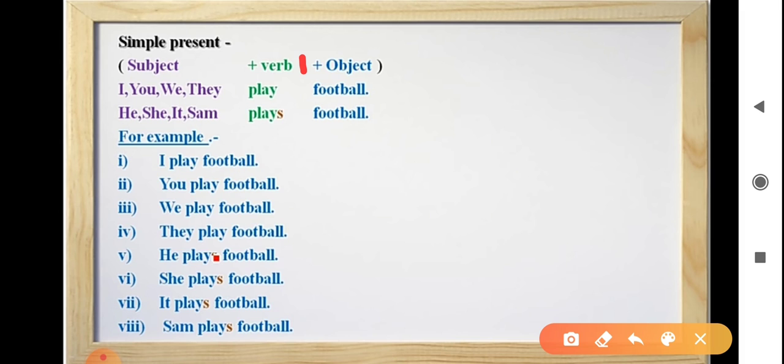Here are some examples of affirmative sentences in the simple present tense. I play football, you play football, we play football, they play football. I, you, we, they are plural subjects. That's why play, the plural form of the verb, is used. Now take further examples. He plays football. She plays football. It plays football. Sam plays football. He, she, it, Sam are singular subjects. That's why plays, formed by adding s, is used as the singular form of the verb.